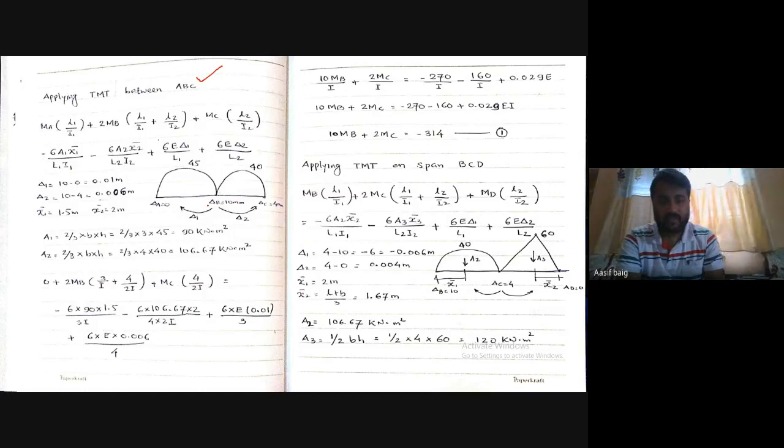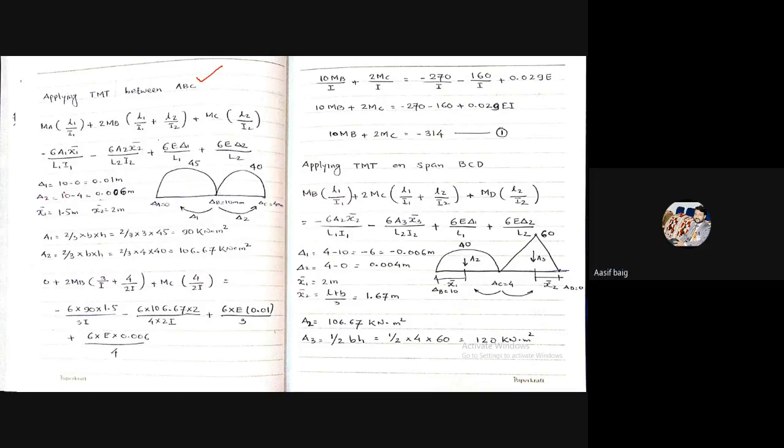Del 1 is the relative displacement of the central support with respect to the left support, and del 2 is the relative displacement of the central support with respect to the right support. So how will we calculate del 1? With respect to the left support, the central displacement is 10 mm and the left support settlement is 0. So del 1 will be 10 minus 0. We will convert this into meters, so this will be equal to 0.01 meter. So this is the del 1 we have calculated.